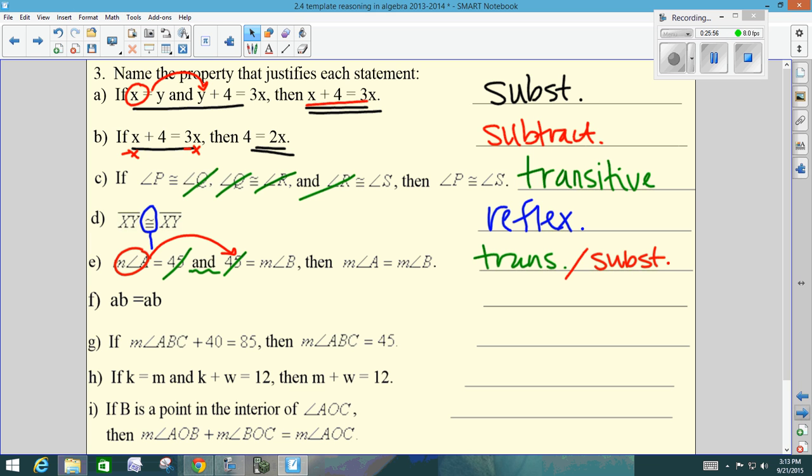How about F? AB equals AB. That's your reflexive property. This would be the reflexive property of equality, because there's an equal sign, where D was of congruence.